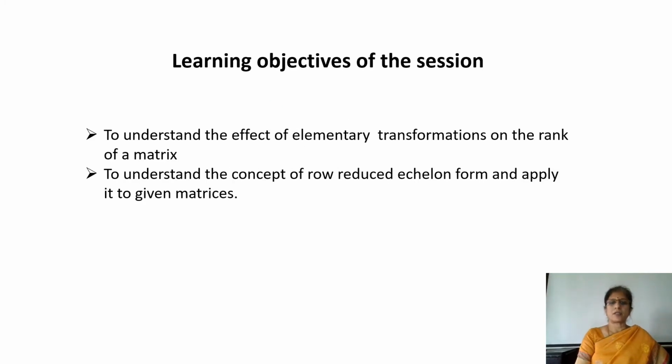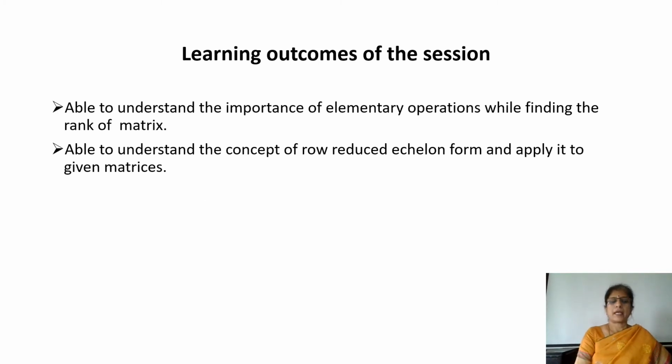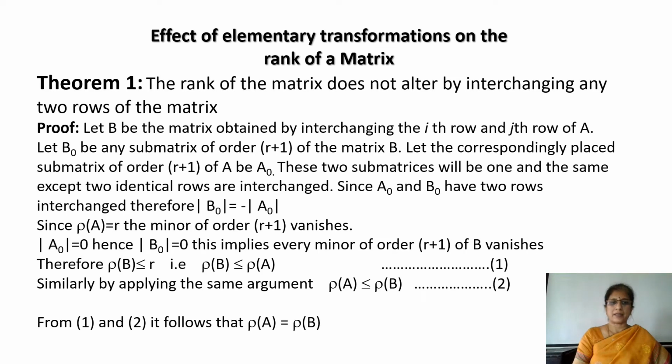The objectives of this session are understanding the effect of elementary transformations on the rank of a matrix and understanding the concept of row-reduced echelon form. By the end of this video, one should be able to understand the importance of elementary operations in finding the rank of a matrix, and learn the concept of row-reduced echelon form and apply it to the given matrices.